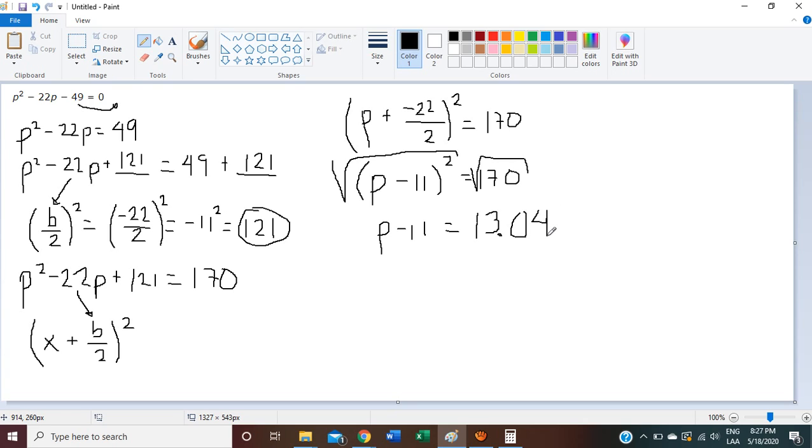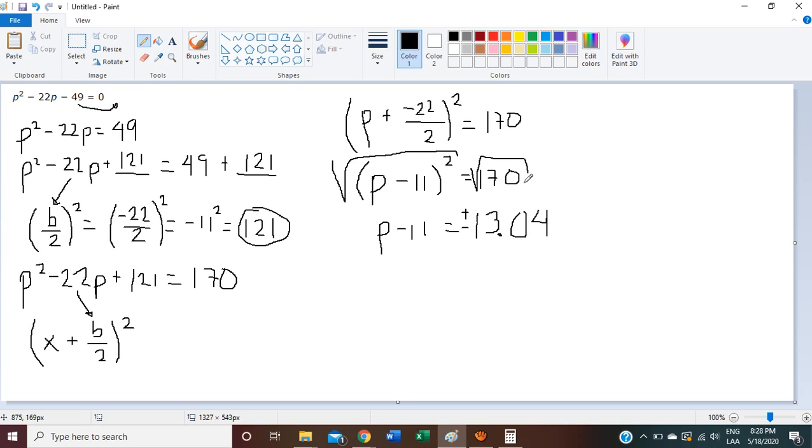But remember that I told you that all square roots have two possible answers, one positive and the other negative. So there are two possible answers here, positive 13.04 and negative 13.04, because if we multiply negative 13.04 times negative 13.04, it's going to be 170 positive.